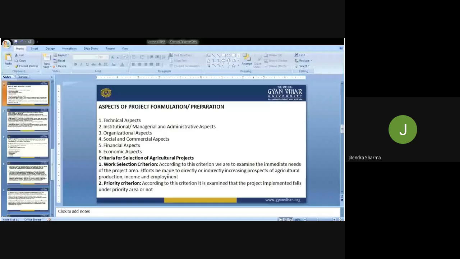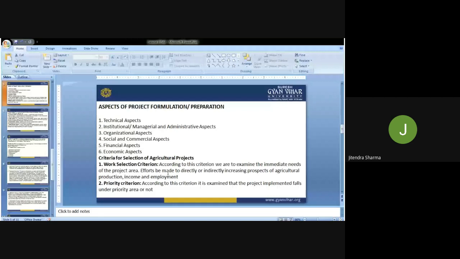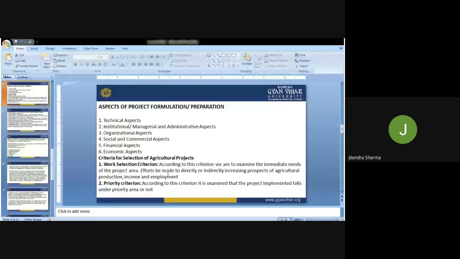Efforts should be made to directly or indirectly increase the project's prospects of agricultural production, income, and employment. Because we are running the MGNREGA scheme nowadays in every area, where we are providing employment. Employment provision is the prime objective of the scheme, because in adverse times, when there is no employment for the farmers because of the pandemic or anything like that, agriculture is under threat.